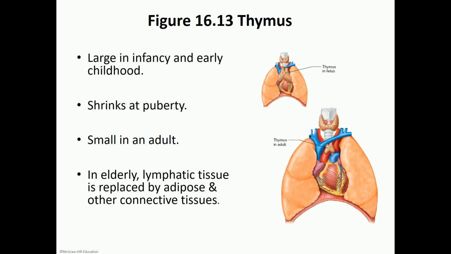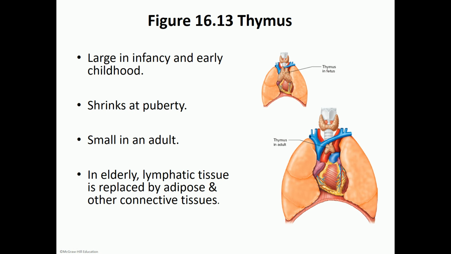Now you'll see that the thymus gland is the largest and the most active during infancy and early childhood. So you see here, that's the size of the thymus in a fetus in comparison to the surrounding organs. Once we hit puberty, the thymus gland starts to shrink. It's very small in adulthood. In the elderly, pretty much that thymus gland has been replaced with adipose tissue and connective tissue.